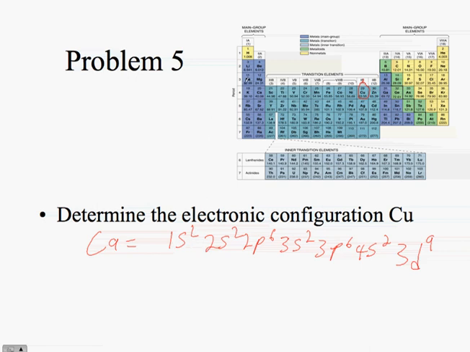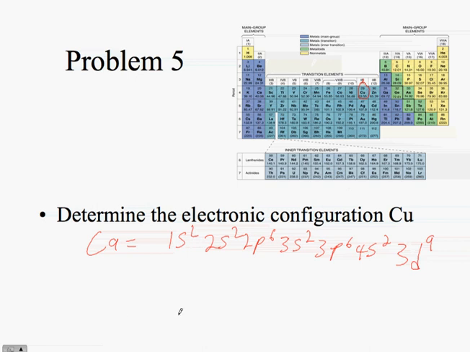2s2, 2p6, 3s2, 3p6, 4s2. And when we get into our transition metals, whatever period we're in drops 1 to become 3. We're in the D block element, so we write D, and then we count the number of boxes to the required element. So 1, 2, 3, 4, 5, 6, 7, 8, 9.